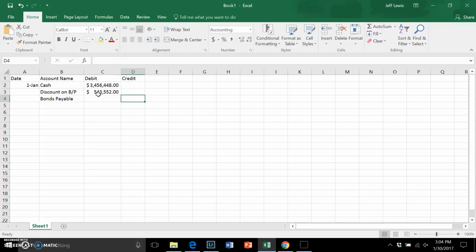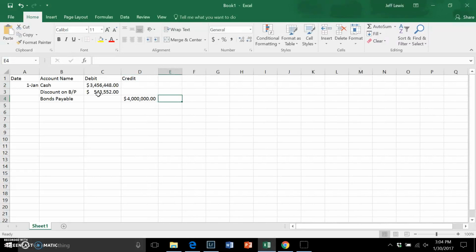And then the final entry is bonds payable. And that gets credited so that we have an equal debit and credits for $4 million. So those two are equal, and that is part 1.